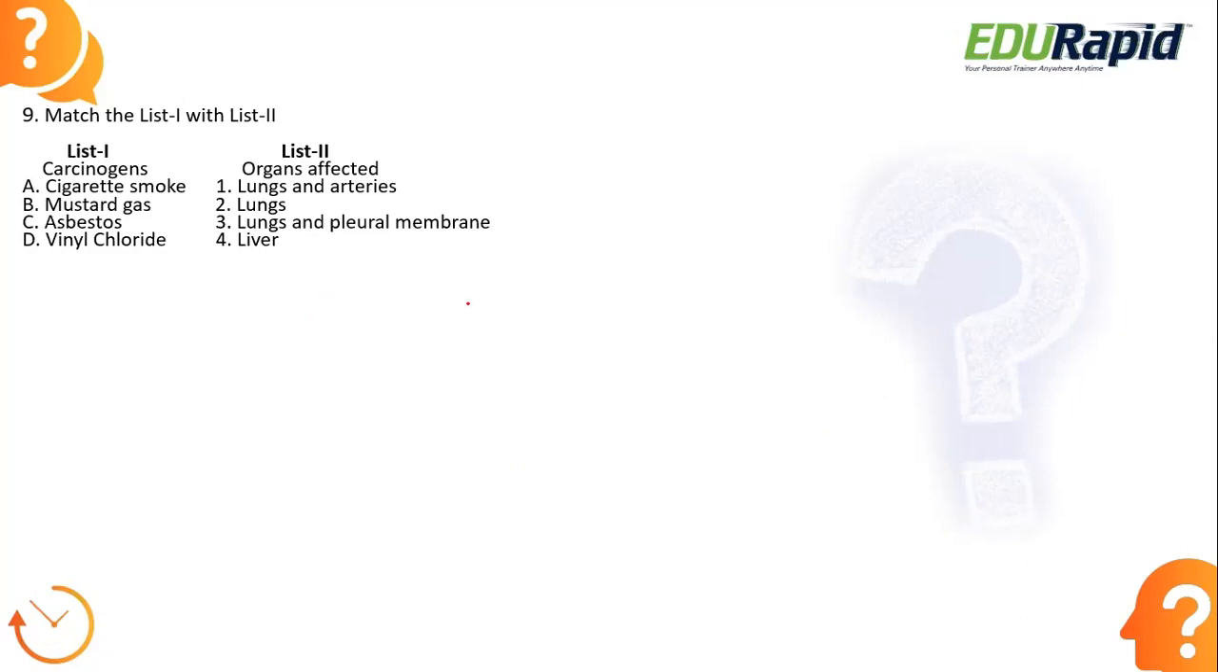Okay, now we'll look at the right answer here. The options that we have here are option A, 4, 3, 2, 1. Option B, 1, 2, 3, 4. Option C, 4, 2, 3, 1. And option D, 3, 2, 4, 1.